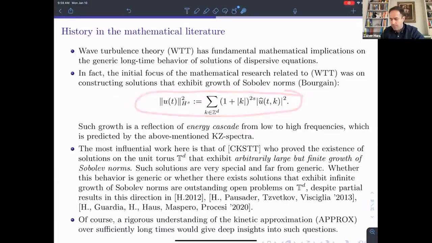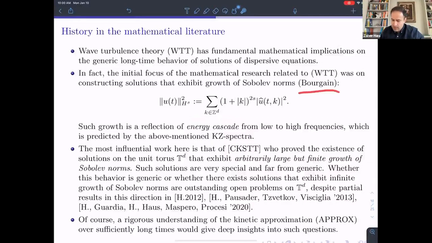So this is a reminder for you of the Sobolev norms. Here I write it on the unit torus T^d. But the key point is that when you look at those Sobolev norms, you are penalizing high frequencies much more than you are penalizing low frequencies. So if the energy of the solution goes from low to high frequencies, this will be accompanied by a growth of those Sobolev norms. So this was an indirect way to test the predictions of wave turbulence theory, because energy cascade is one of the predictions of wave turbulence theory from those cascade spectra that I discussed on the previous slide briefly.